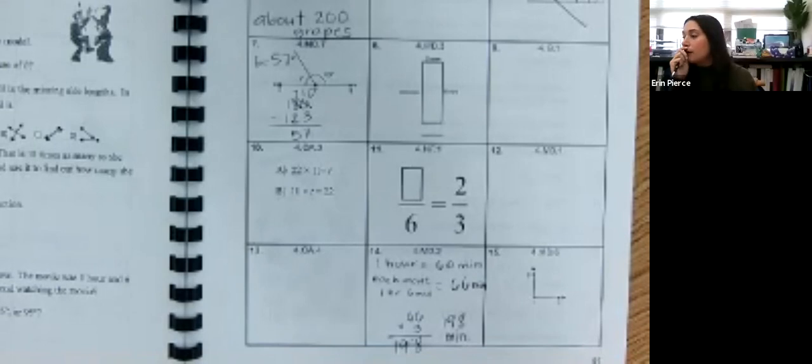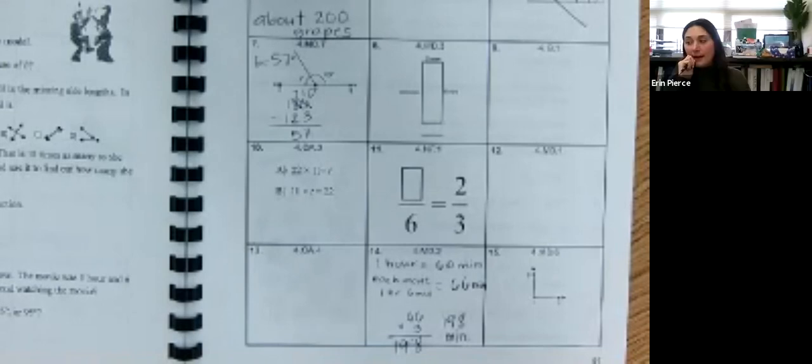Number 8. It looks like you have to fill in that rectangle with its missing spaces.